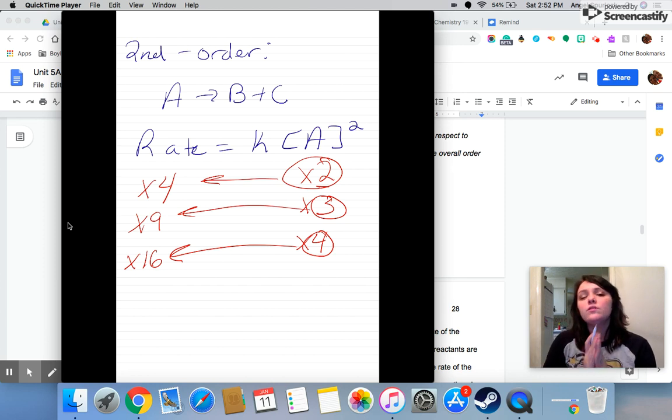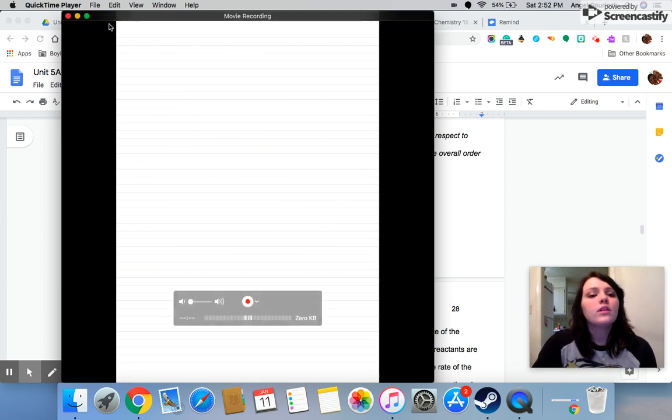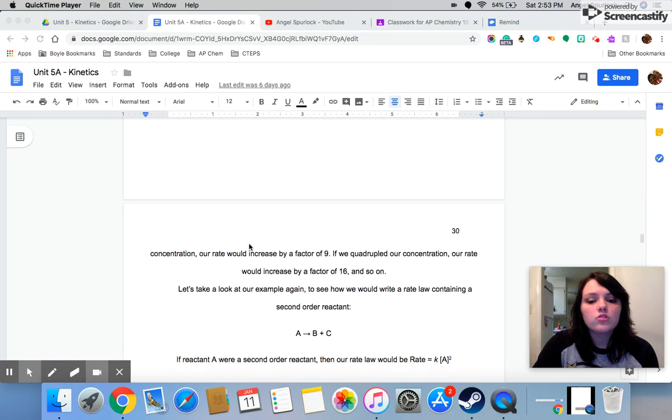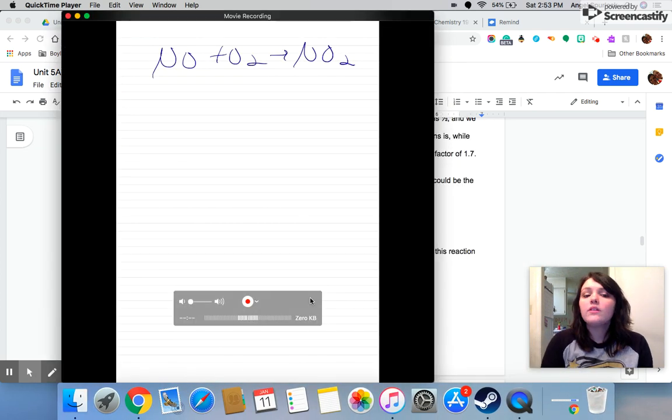So those are individual reactant orders. And you can have, let's say, I think the example that I use in the reading is the reaction nitrogen monoxide reacting with oxygen to produce nitrogen dioxide. So we have two reactants in this case. They could have the same order. They could have different orders. One of them could be 0 order and the other could be second order.